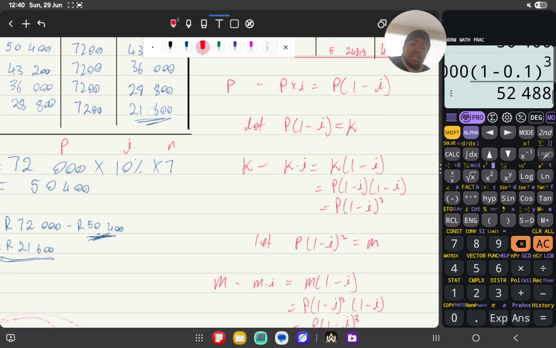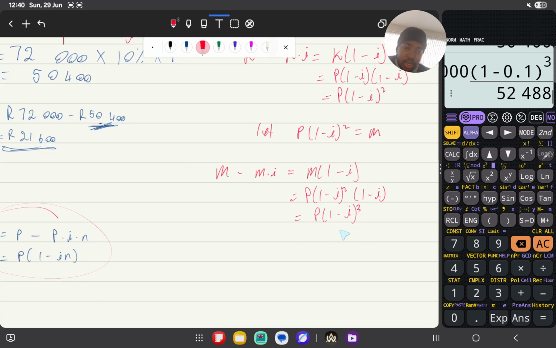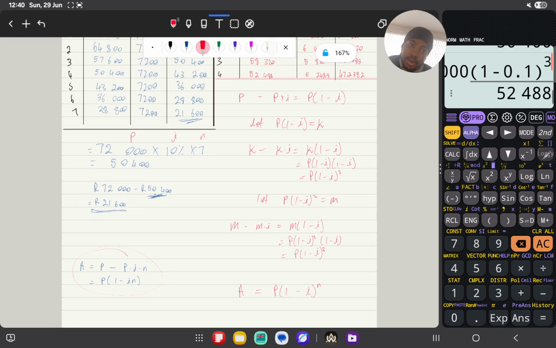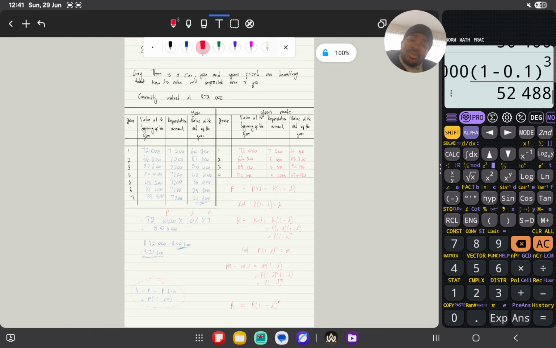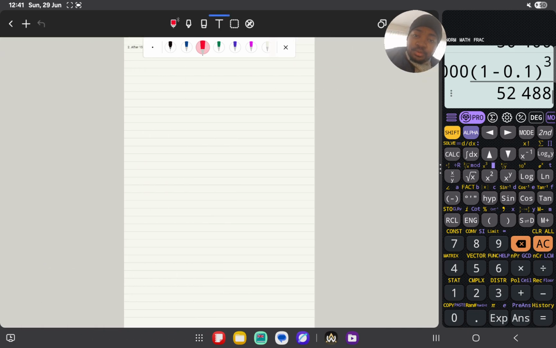It makes sense, right? So from here we can conclude that actually A is what? It's P into 1 minus I to the power of N, where N is the number of years, and P is the initial value, all right? So this is just a simple derivation of these formulas, where they come from, and I'm very happy to show you guys where they come from. So now we're going to make an application of this formula, solve some problems. Let's go.